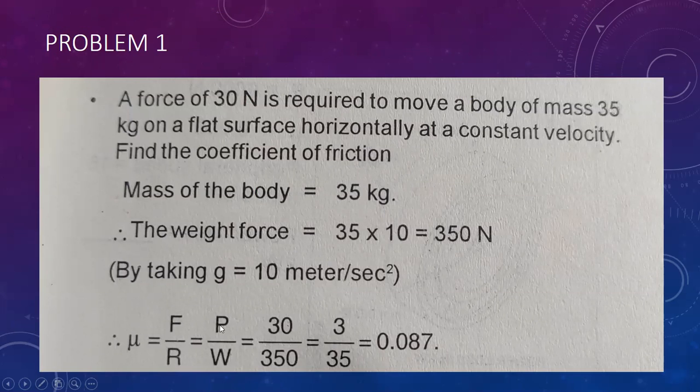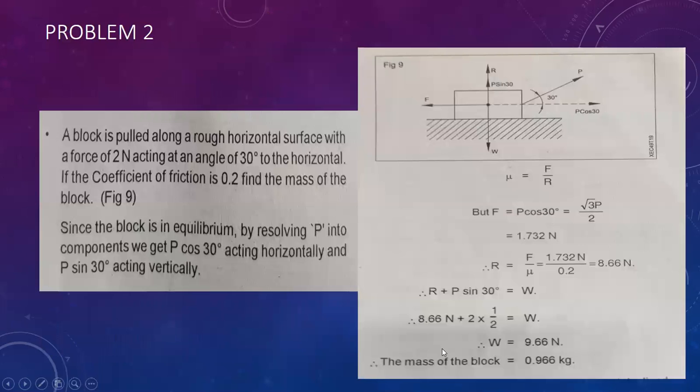So F by W, 30 by 350 or 3 by 35, is equal to 0.087. That will be the coefficient of friction. There is no unit. Okay. So there is another problem regarding the second condition, where a pull P is there.